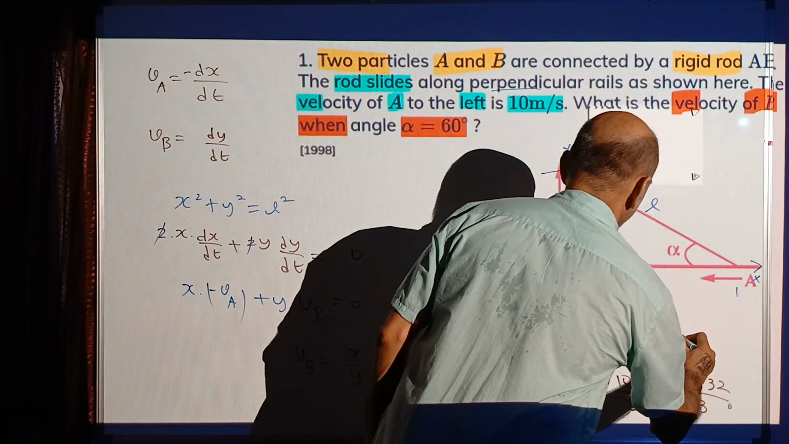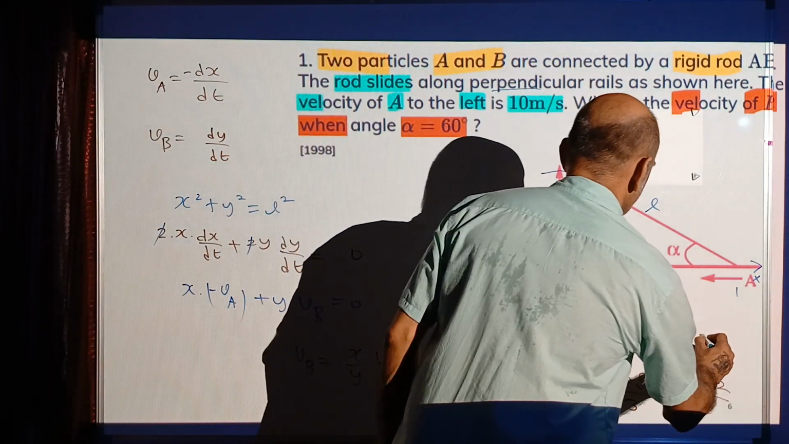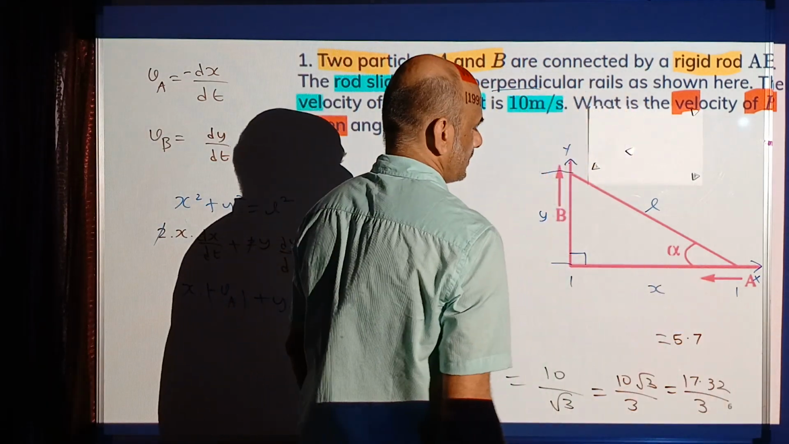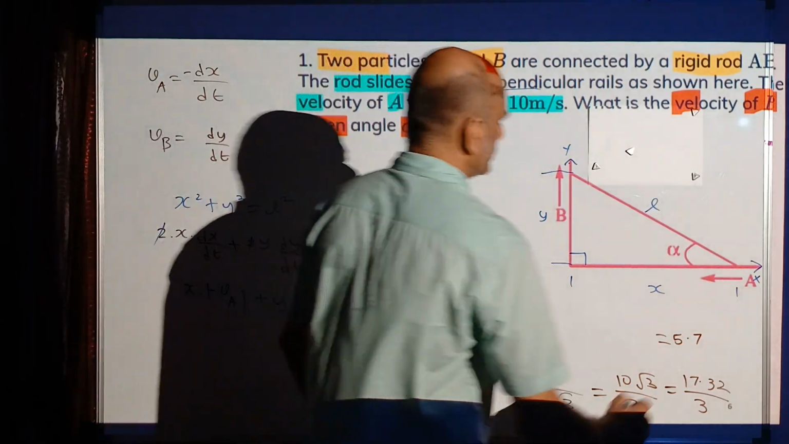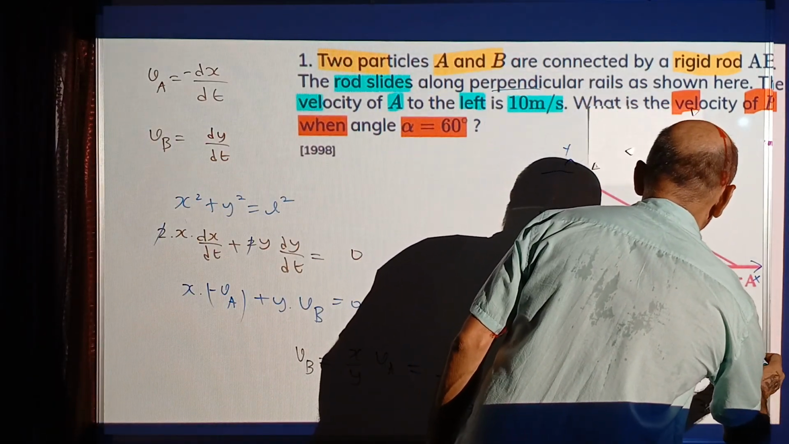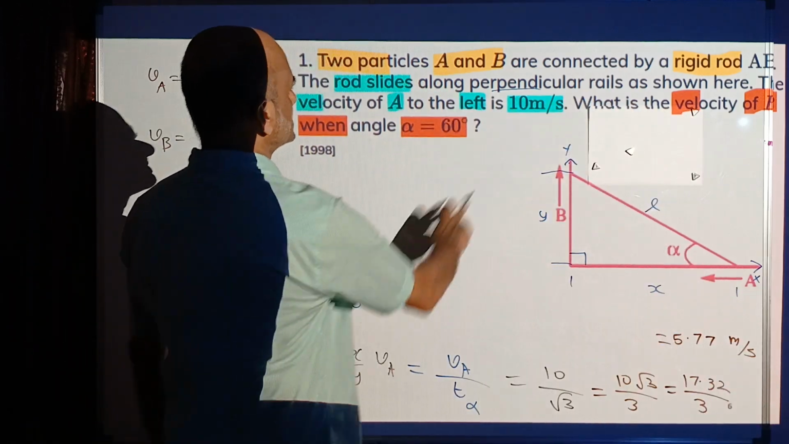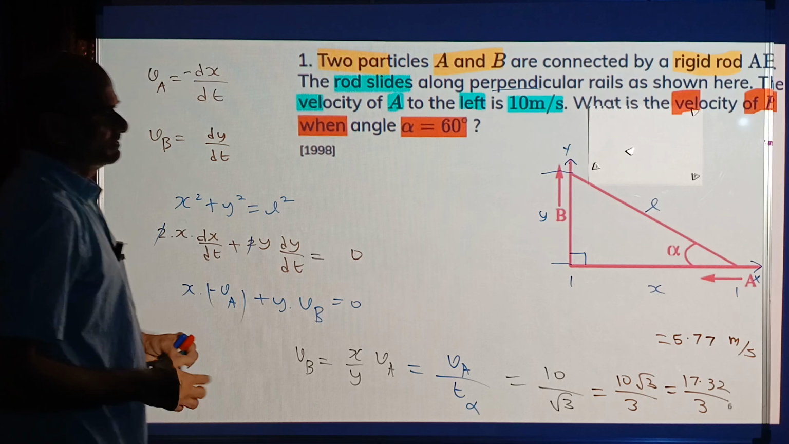3 5s are 15, and then 23. 3 7s are 21, and then 22. Again 3 7s are 21. So this is in SI unit, so it's meter per second, because 10 is in meter per second. So it's 5.77 meter per second.